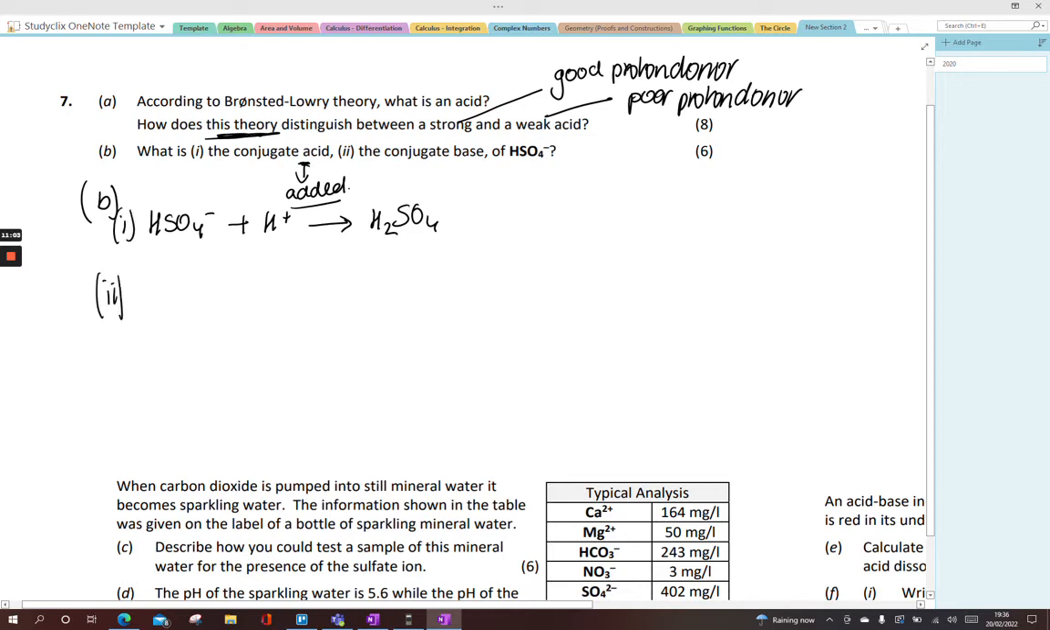And for the second bit here, conjugate base, instead of adding on a H+, I'm going to take away a H+, and I've lost the hydrogen, so I've got SO4 2-. The same as the previous one. That's sulfate, anion coming up again.